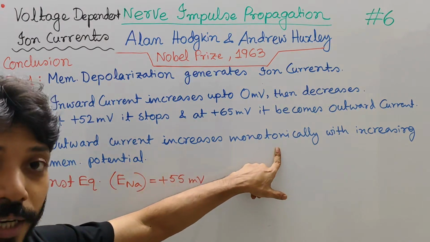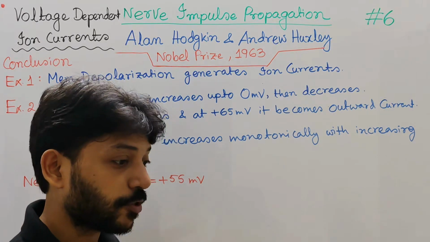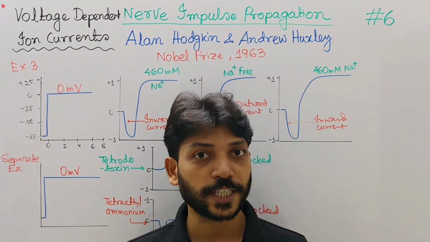and the outward current is responsible for another ion. So they tried to find out the answer and they performed the third experiment. I will explain it. Now let me explain experiment number 3.